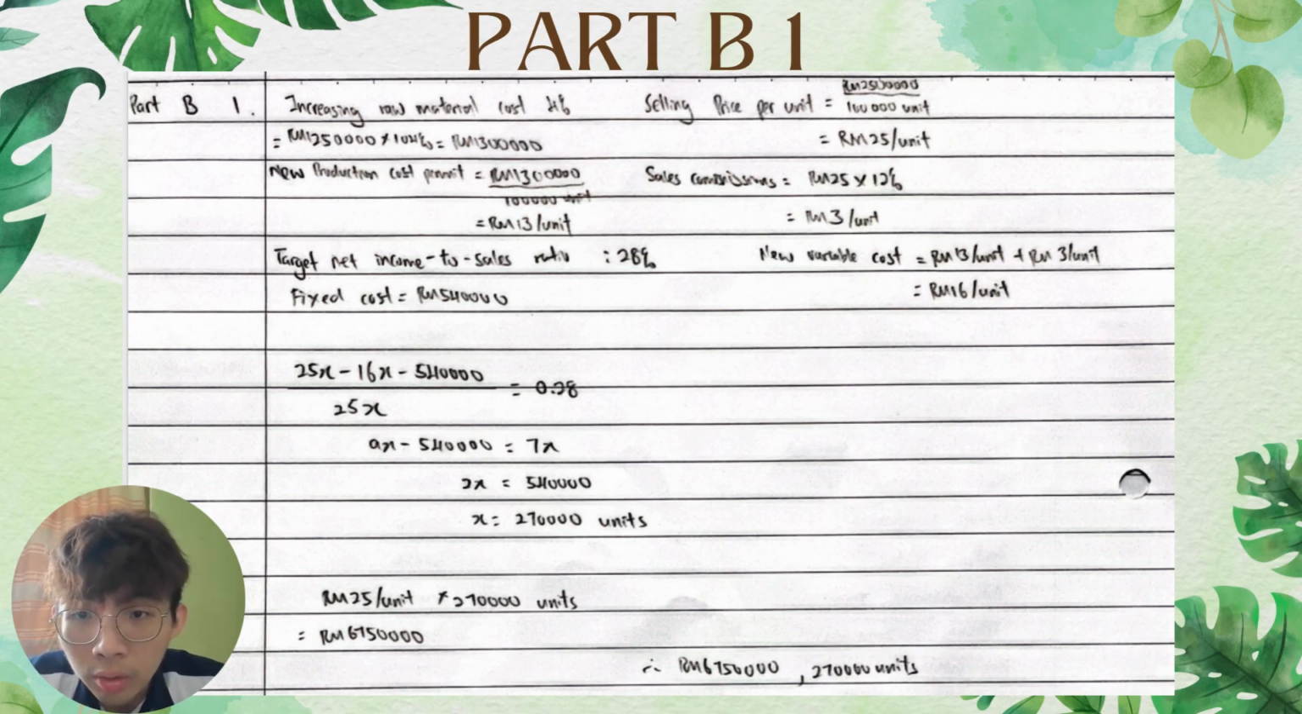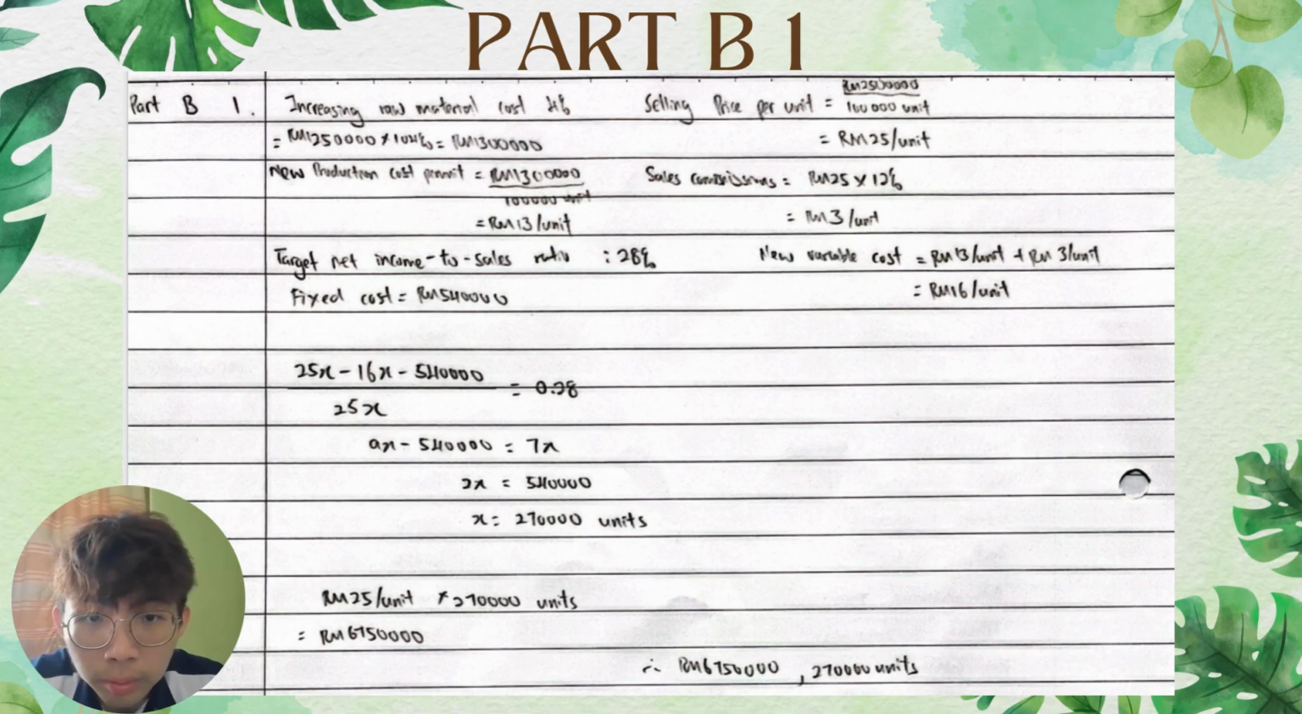So, 1.25 million times 104% gives the new material cost. Then the new production cost is the new material cost divided by the products to be produced in the period. So it is 13 ringgit per unit.